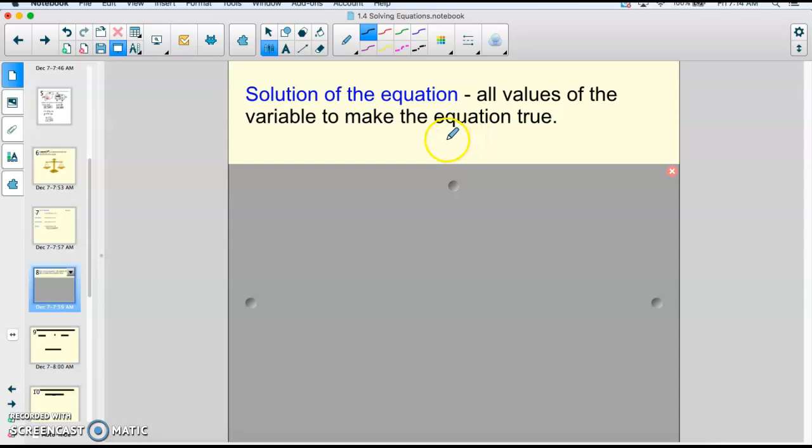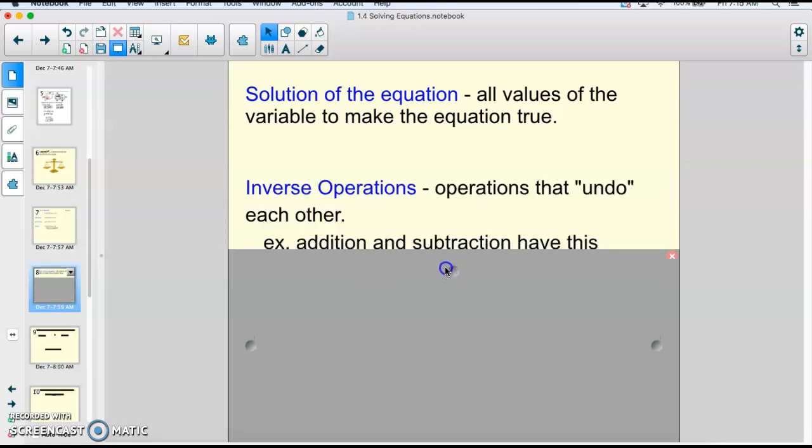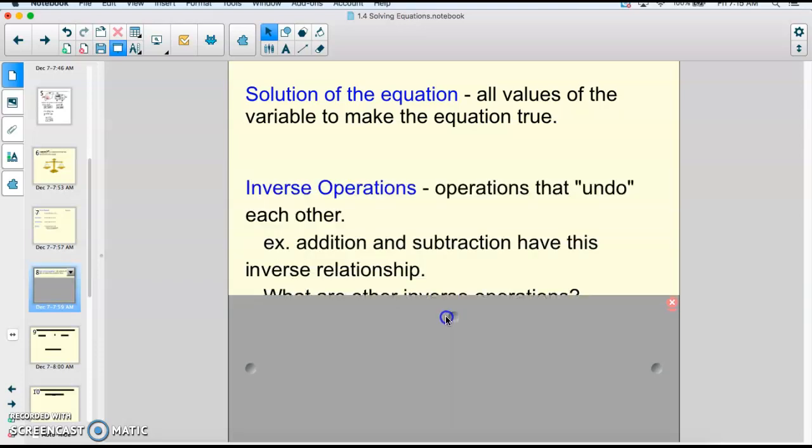All right. So the solution of an equation: all values of the variable that make the equation true. Sometimes there may be more than one solution, especially in advanced algebra. There's probably going to be more than one solution a lot of times. So just make sure you get them all. So that's one vocab word.